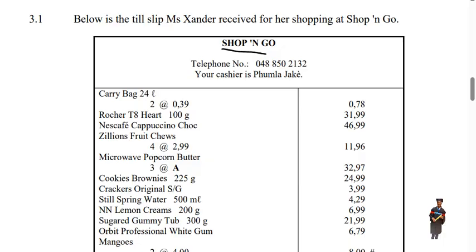As you can see here, it's Shop and Go, and you will have some information. It depends on the till slip you are working with, but you will find some information like the tel number of the shop, the cashier, sometimes address, and all of these things, and sometimes some VAT number. Okay, it will depend on the till slip that you have. So in this one, they've decided to give us the telephone number and the name of the cashier.